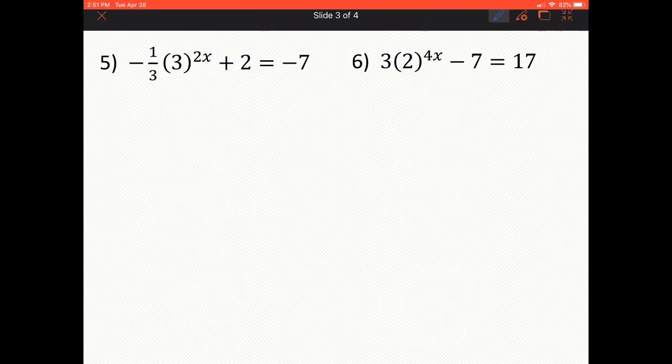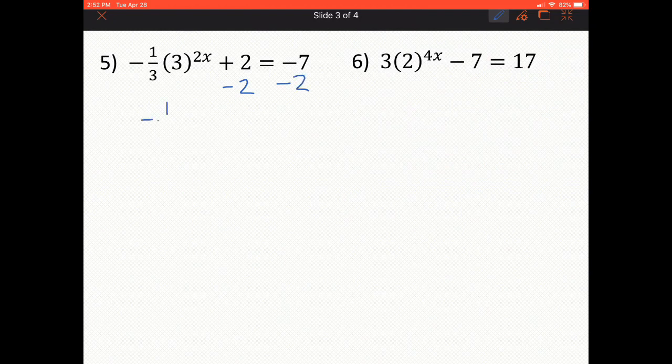All right, last two examples. So in these problems, notice we don't just have bases to exponents, we have things being multiplied in front and things being added and subtracted. So first thing, before we can make any bases the same, is we need to make it look like the other problem. So it needs to look like a base to some power. So we have to get rid of those extra numbers. So in number 5 here, we're going to subtract 2 first.